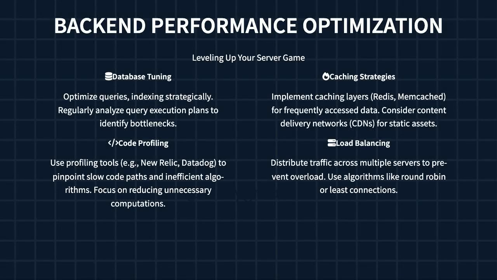Let's talk about making your backend run smoother, seriously fast. First, we need to focus on our databases. That means optimizing those queries and building smart indexes. Then, caching is your best friend. Think of it like a super fast shortcut for frequently used data. Next up, let's dig into the code itself with profiling tools to find any bottlenecks that are slowing things down. Finally, load balancing ensures no single server gets overwhelmed. Spreading the work around evenly keeps everything running efficiently.